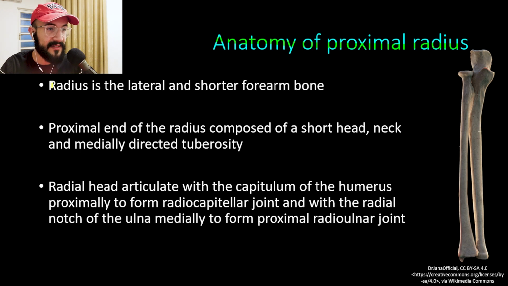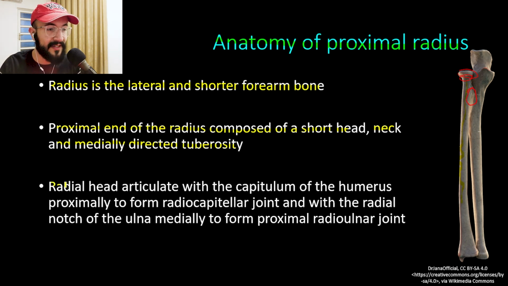So the radius is the lateral and shorter forearm bone. The radius is on the lateral side of the forearm, and in this picture the radius is this bone on the lateral side. The proximal end of the radius is composed of a short head, a neck, and a medially directed tuberosity. So again, in this picture we have the radial head here, and below it is the radial neck, and a medially directed tuberosity that you can see right here.